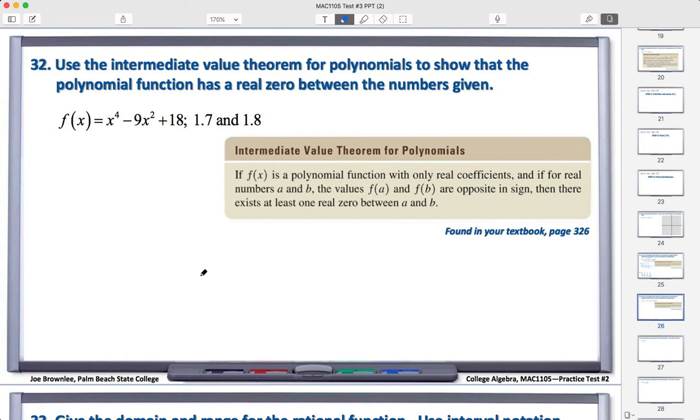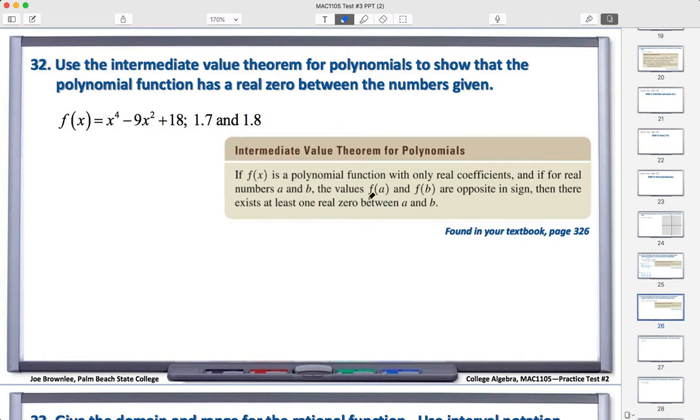Number 32, we're using the intermediate value theorem for polynomials to show that the polynomial function has a real zero between the numbers. We've been given f of x equals x to the fourth minus 9x squared plus 18, and the numbers 1.7 and 1.8.